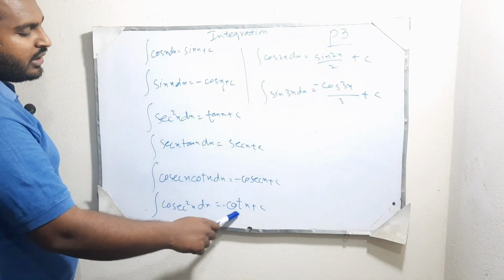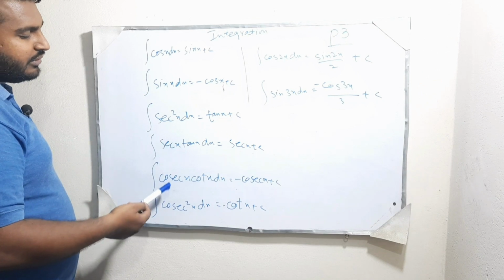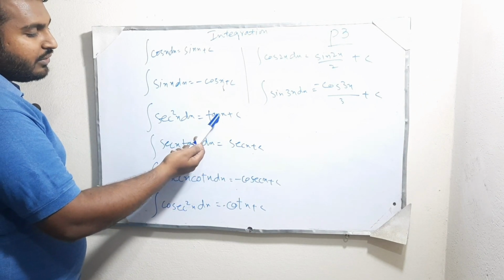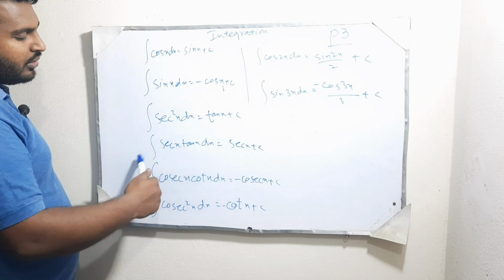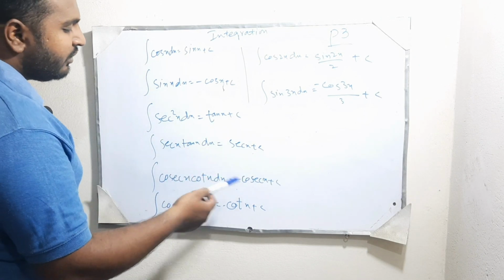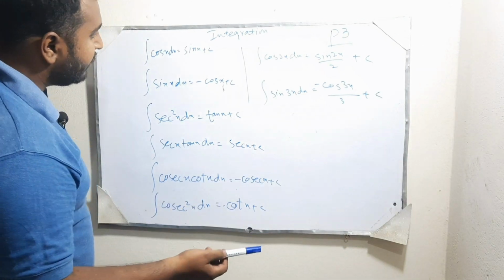These are actually the reverse of derivatives. The derivative of tan x was this, and the derivative of secant x was secant x tan x. So in integration they would reverse all the formulas here.